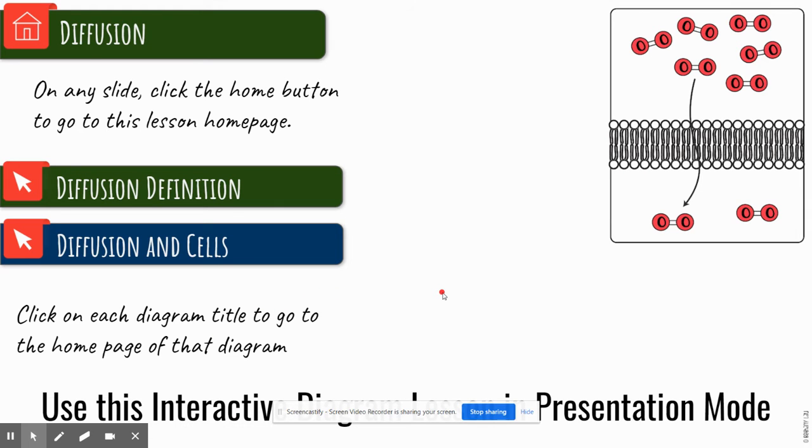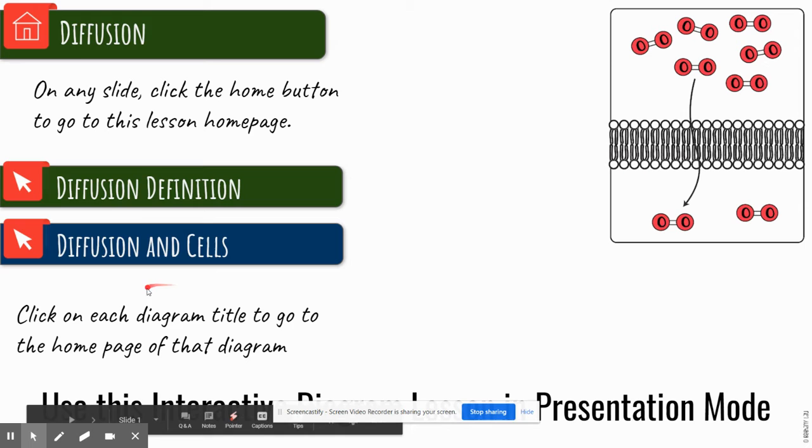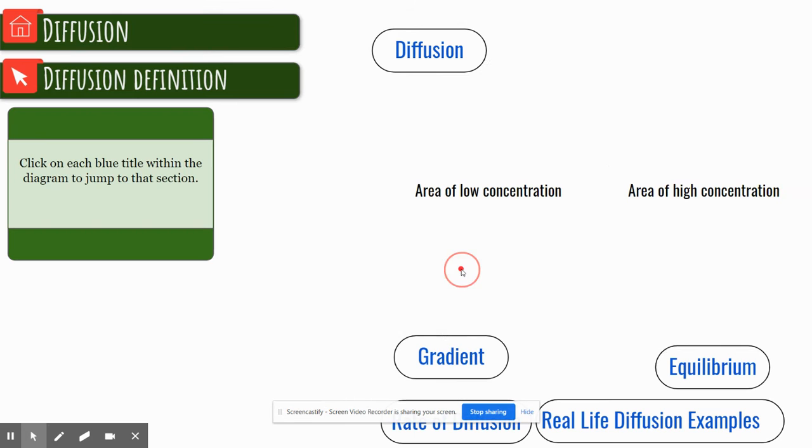Okay, everybody. This video is going to be all about diffusion, and we're going to start with some definitions of what diffusion is, and then go into cells and how they work with diffusion.